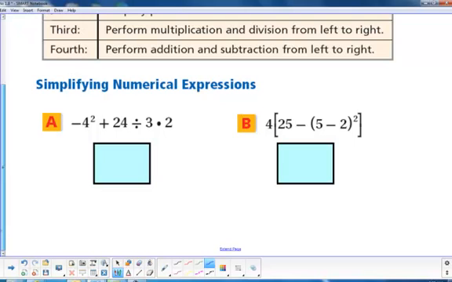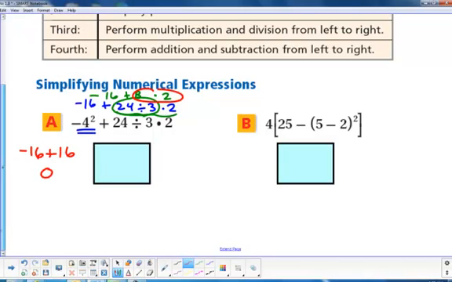In letter A, the power here would be one of the first things to do. 4 squared is 16, and that negative's out front. So we can rewrite all of the problem. Next, we're going to do multiplication and division from left to right. So 24 divided by 3 is 8. So now we have negative 16 plus 8 times 2. And then multiplication comes before addition. So 8 times 2 is 16. I'll come over here. So negative 16 plus positive 16 is 0.